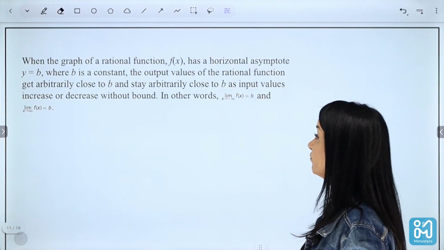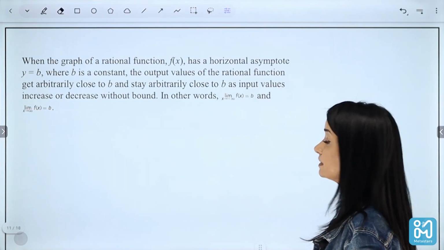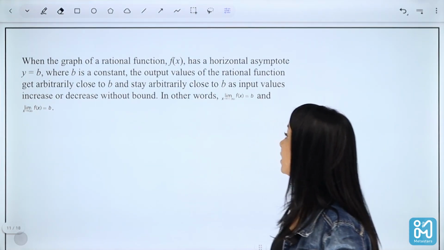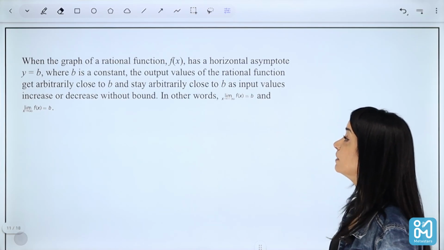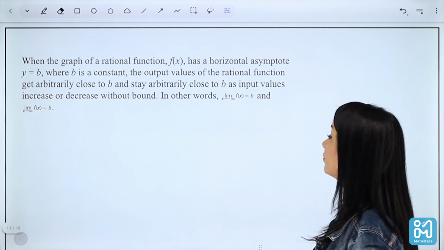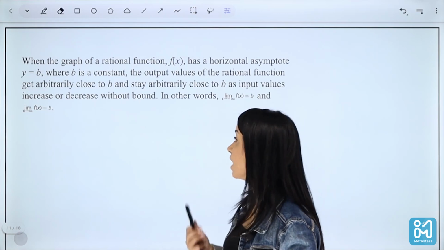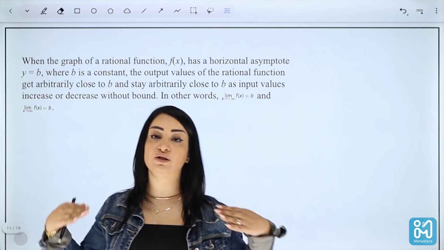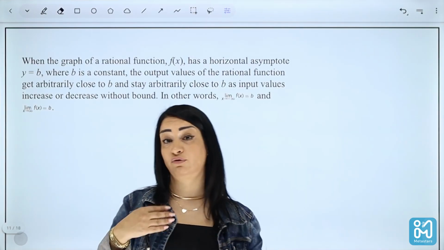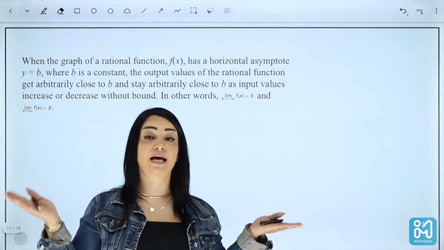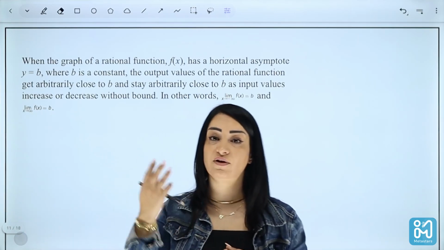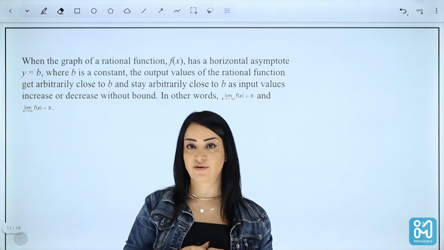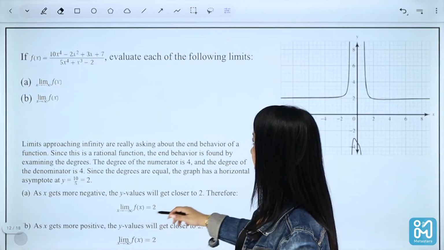When the graph of the rational function f of x has a horizontal asymptote, y is equal to b, where b is a constant, the output values of the rational function get close to b and stay close to b as input values increase or decrease without bounds. So if we have a horizontal asymptote, our end behavior is going to that horizontal asymptote. But if we don't have a horizontal asymptote, we will get a slant asymptote, or according to the end behavior, quadratic or whatever, that is the end behavior we will get. Okay, so let's see this one.